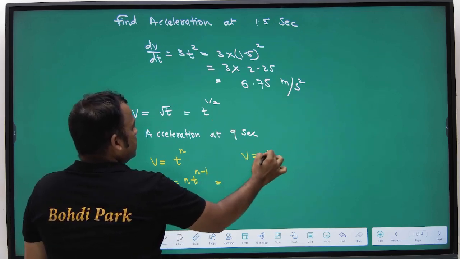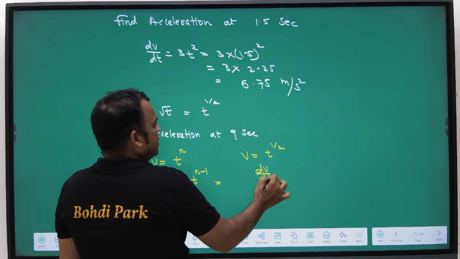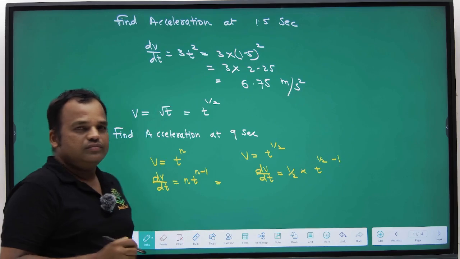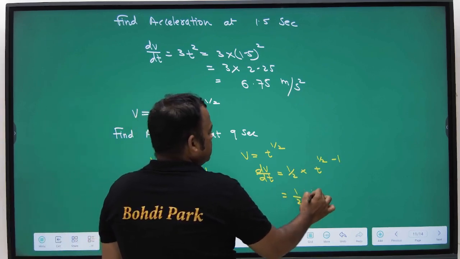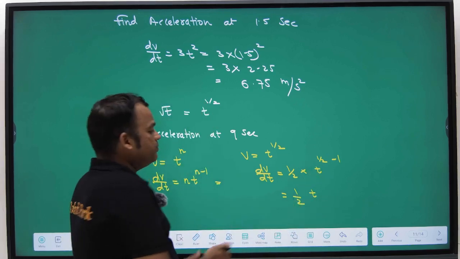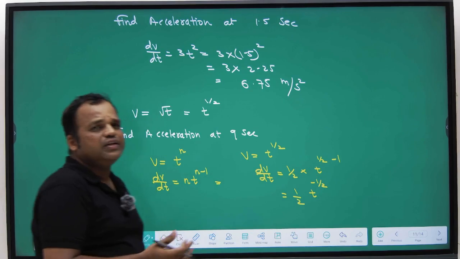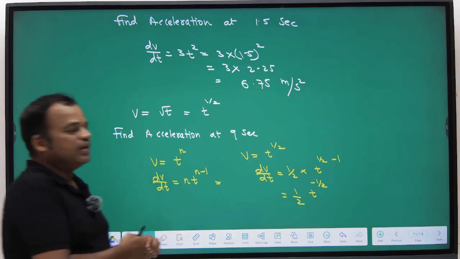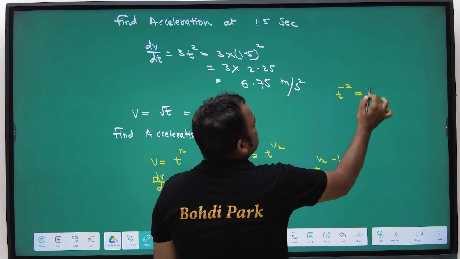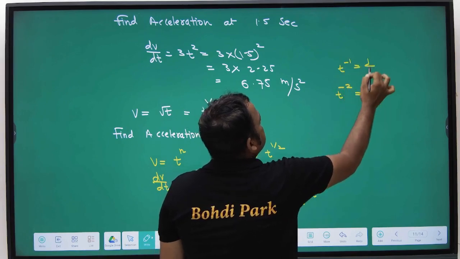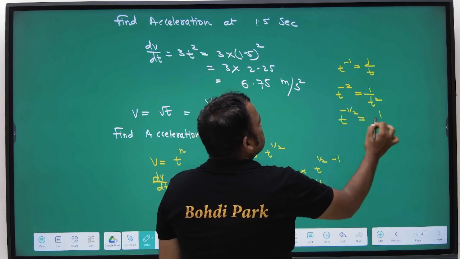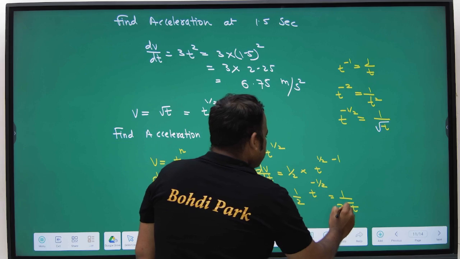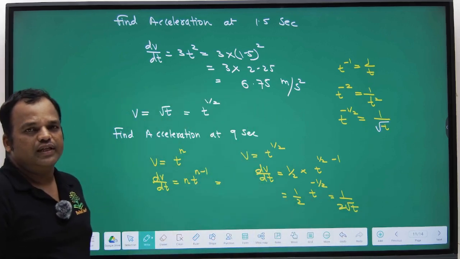So we have v is equal to t raised to 1 by 2. So dv by dt is equal to 1 by 2 into t raised to 1 by 2 minus 1. So it is 1 by 2 t raised to, now 1 by 2 minus 1 is minus 1 by 2. When you have a negative power in the numerator, that means the expression is in the denominator. For example, t raised to minus 2 means 1 by t square, t raised to minus 1 means 1 by t. So t raised to minus 1 by 2 means 1 by root t.